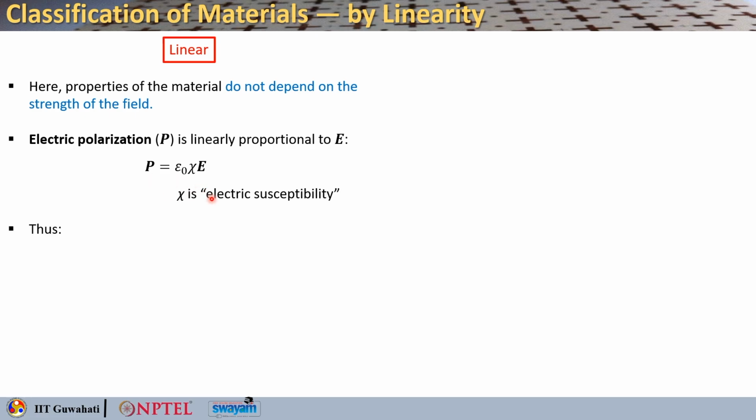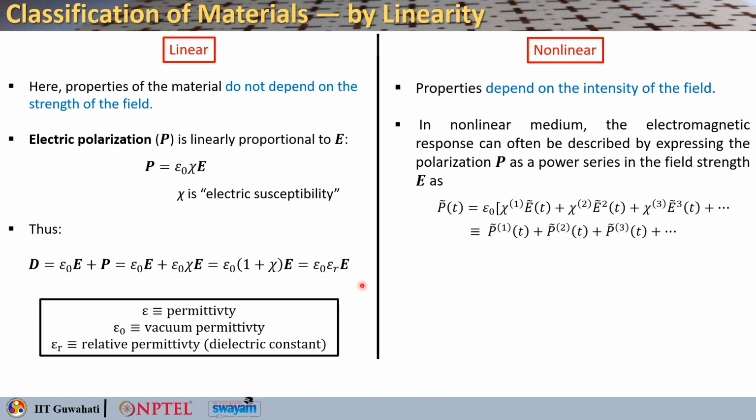So, chi is basically the electric susceptibility, and you will see that the displacement is written as epsilon naught E plus P, which boils down to epsilon naught epsilon r into E, right. And if you consider non-linear, in that case the properties basically depend on the intensity of the field, okay. In the linear case, they do not depend on the intensity or strength of the field. So, you can see in a nonlinear medium, the electromagnetic response can be defined by expressing the polarization as a power series of the field strength E.